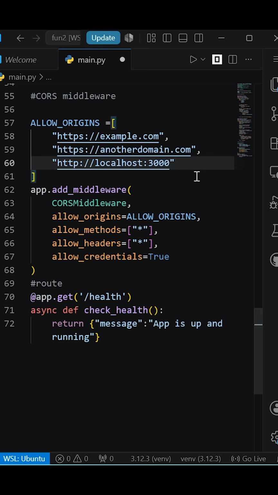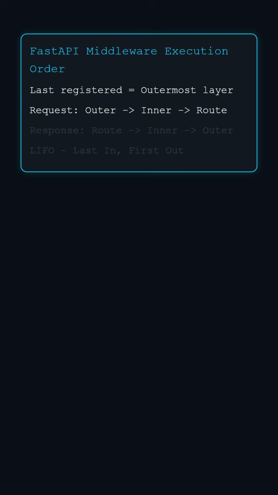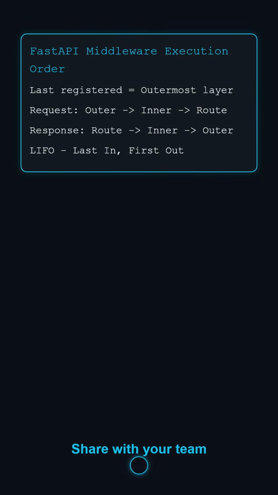But if you accidentally put your auth middleware as the outermost layer, it's running before CORS has set headers. And some auth checks that depend on origin headers will behave unexpectedly. Middleware order is architecture. Treat it like architecture.